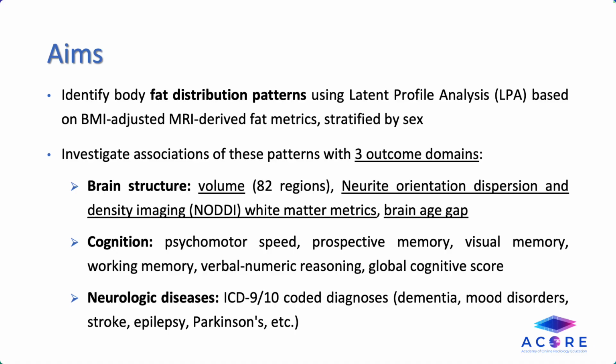For the cognition domain, they evaluated psychomotor speed, memory domains including prospective, visual, and working memory, verbal and numeric reasoning, and global cognitive score. And lastly, for neurological diseases, they incorporated ICD-coded diagnoses such as dementia, mood disorders, stroke, epilepsy, and Parkinson's.